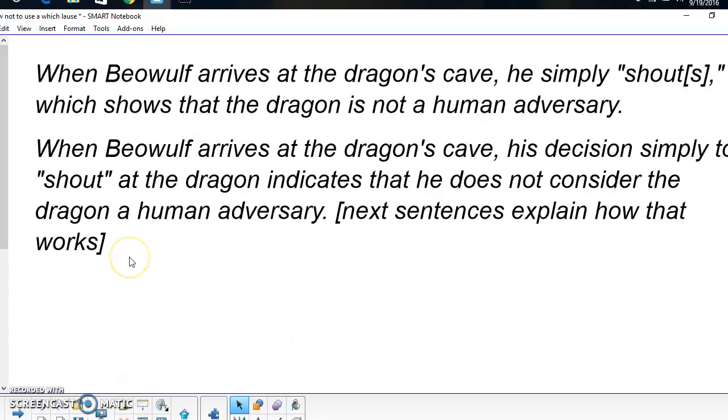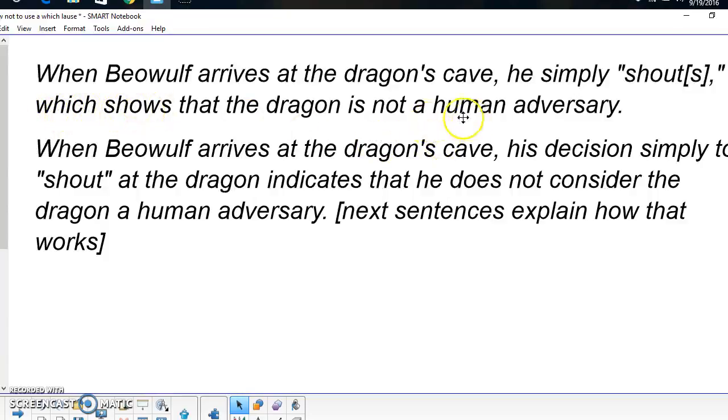So here's our first revision. Problem with this use of which is that the which is not doing what it's supposed to be doing. Which is not pointing back to a single noun, and it's also introducing the commentary, which it can't do. Which introduces a non-essential clause, but here's essential information, so I can't make the sentence work. When Beowulf arrives at the dragon's cave, he simply shouts, which shows that, using the which incorrectly, and we're also using shows, so we don't want anything like that.